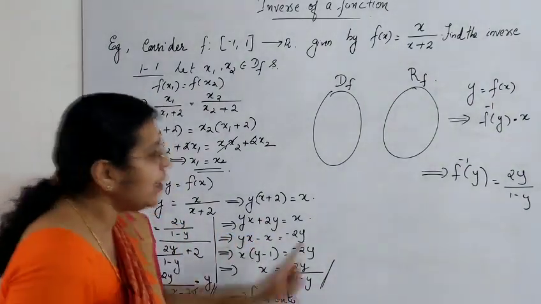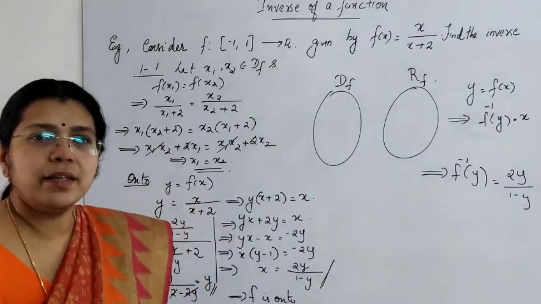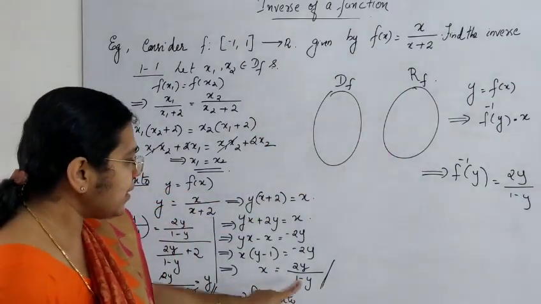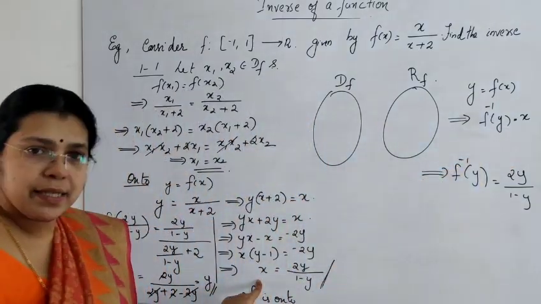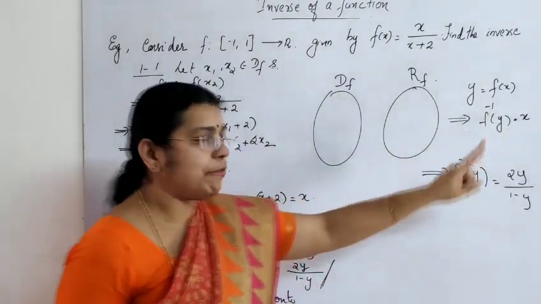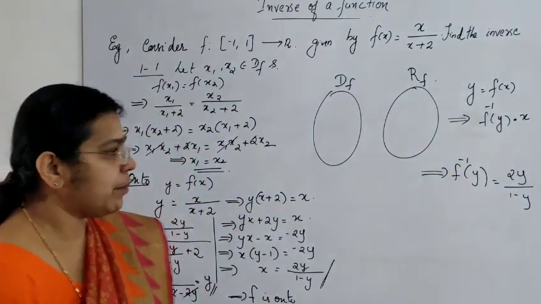So, from here I can just take out the inverse. That is, x is equal to this. x is equal to f inverse y. Both the sides have x. Then I can simply write f inverse of y as 2y by 1 minus y.